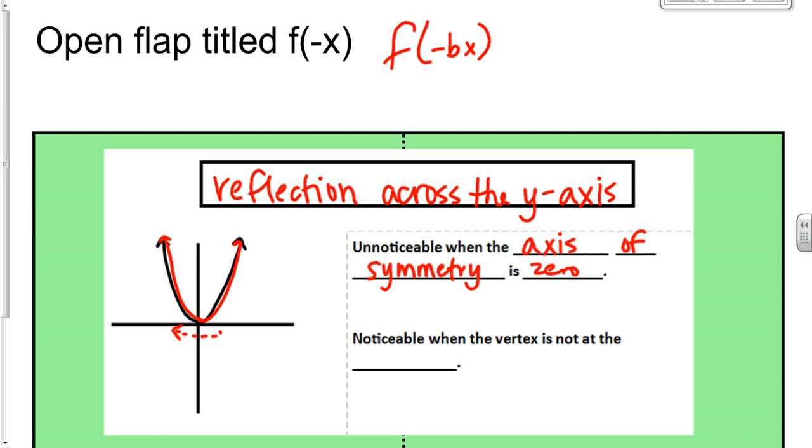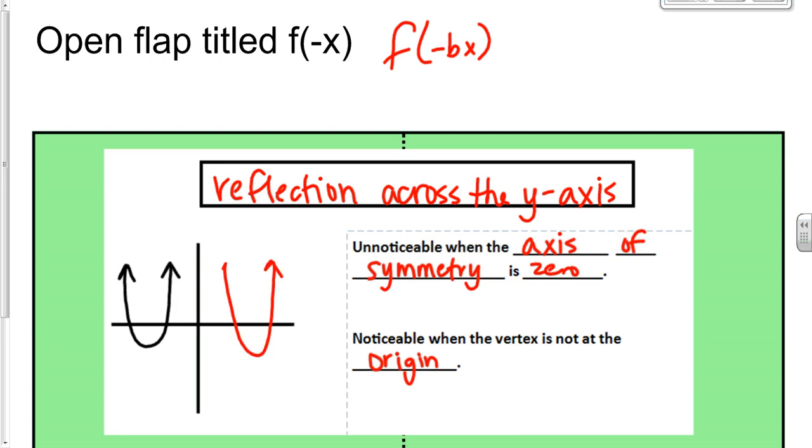Now, I will say you do notice it if the vertex is not at the origin, okay? So for example, let me draw a little picture over here. I'm actually going to erase this. I know that you can erase, but I think it'll be easier to see if I erase. So if this was your original function, like something over here, okay, if that has a negative b, it's going to pop up over here, and it will be noticeable.